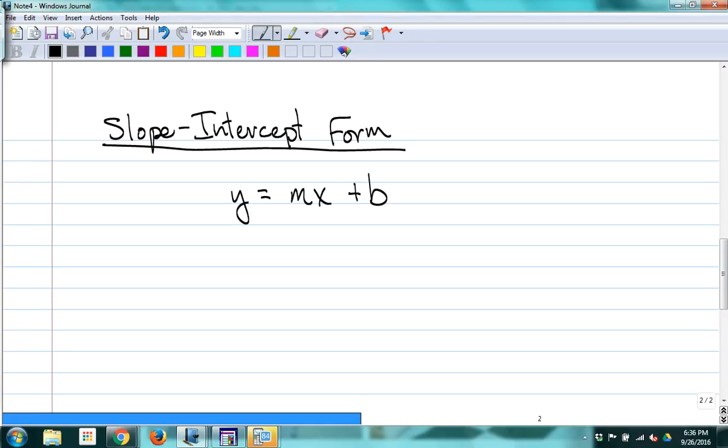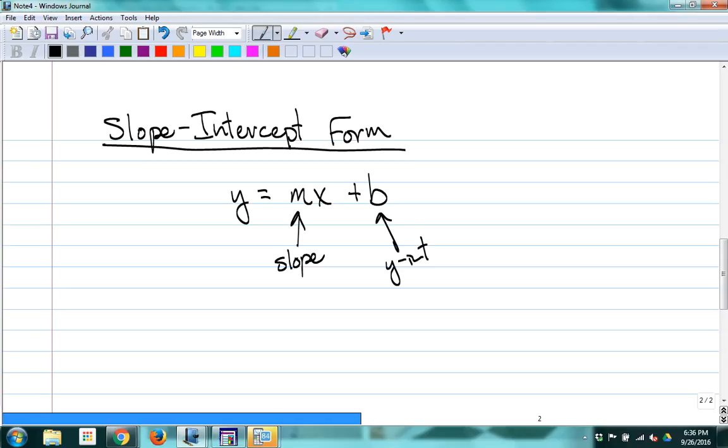Slope-intercept form, we've seen this before. We talked about it earlier. y equals mx plus b. Nothing different about that. The slope is still m. That b is still what? The y-intercept. Always going to be that when it's in slope-intercept form. Notice that y is by itself here. We don't have any parentheses going on when it's in slope-intercept form. That's the key.